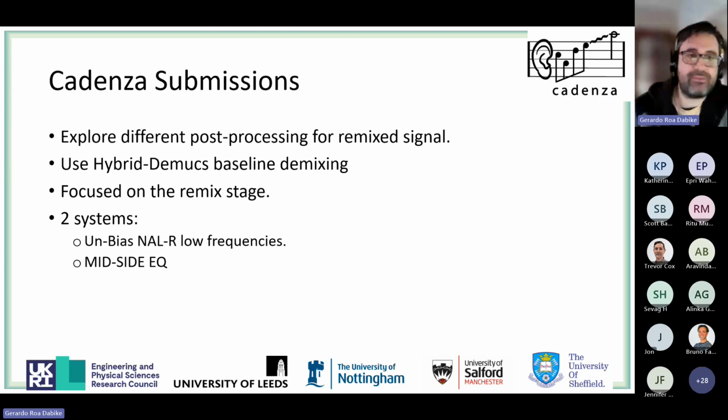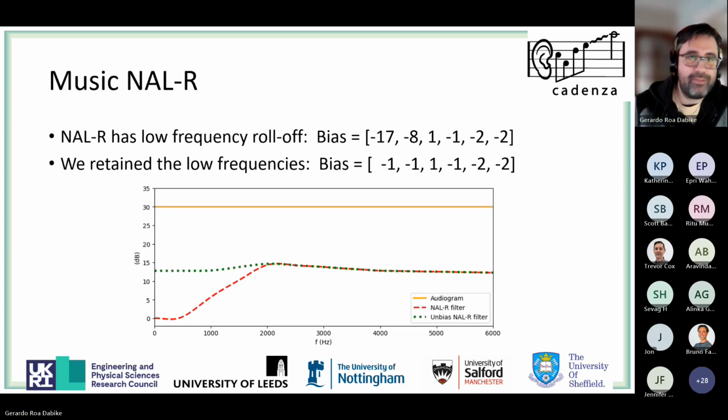So the submissions were based on the hybrid demucs. The demixing part was basically using the MOOCs. And we process the signals in two ways. One system was focused on trying to unbias the NAL-R. I'm going to go into more detail later. Another approach was to apply some mid-side equalization. Yeah, for the unbiased, or what we call music NAL-R.